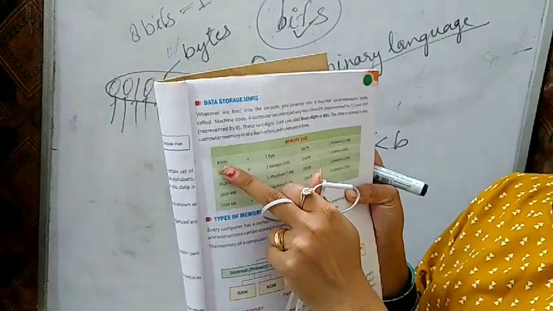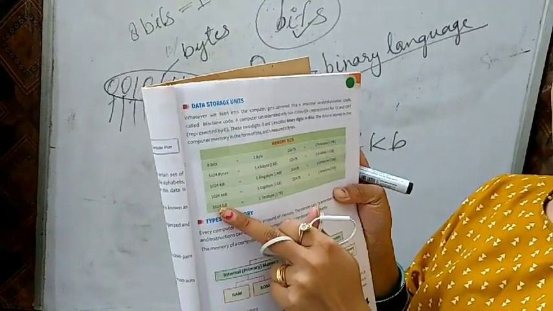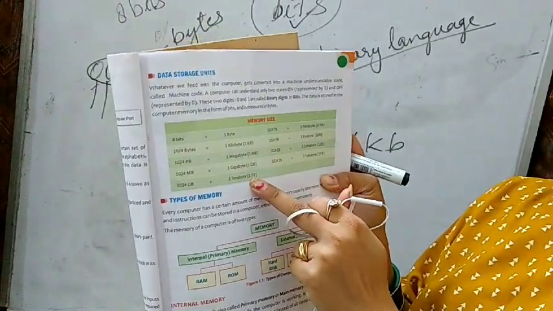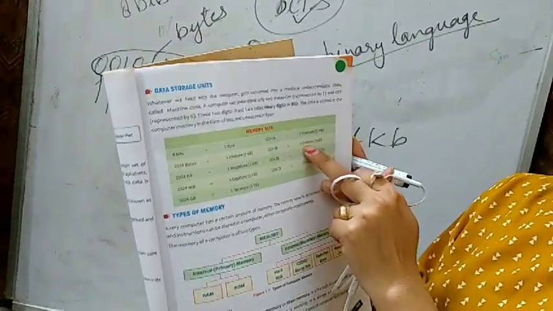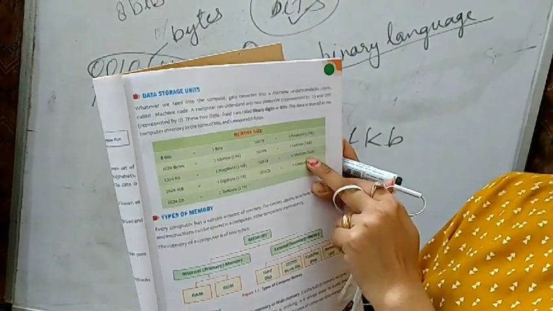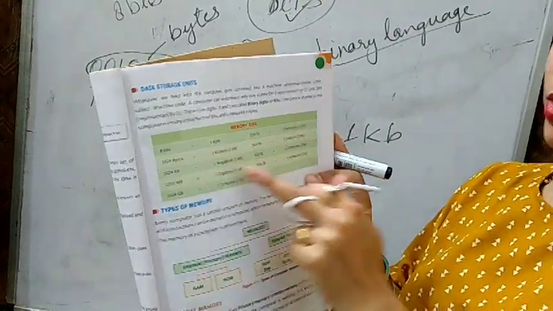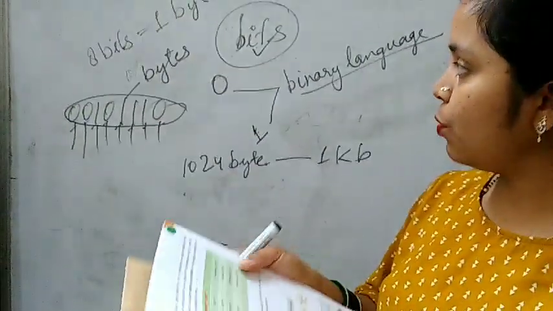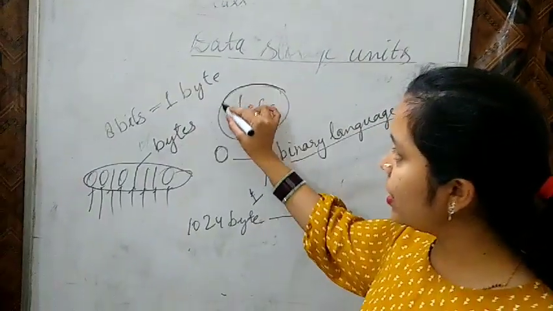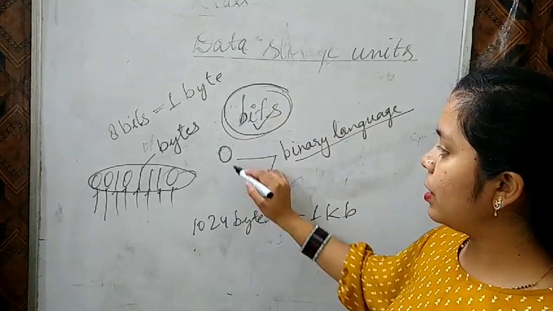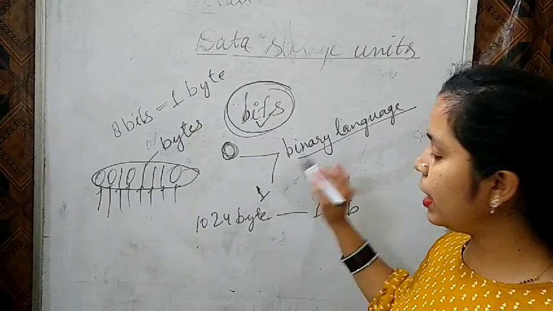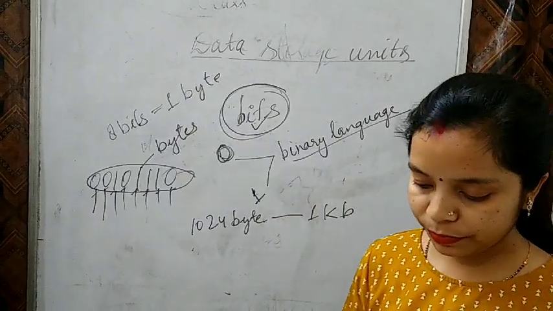The smallest storage unit is bits. After that, the largest one is terabyte. 1024 gigabyte is equal to 1 terabyte. After that, petabyte is there, exabyte is there, zettabyte is there, yottabyte is there. These are the largest storage units of the computer. And the smallest storage unit of the computer is bits, and it comprises of 2 digits. 0 is 1 bit and 1 is another bit.